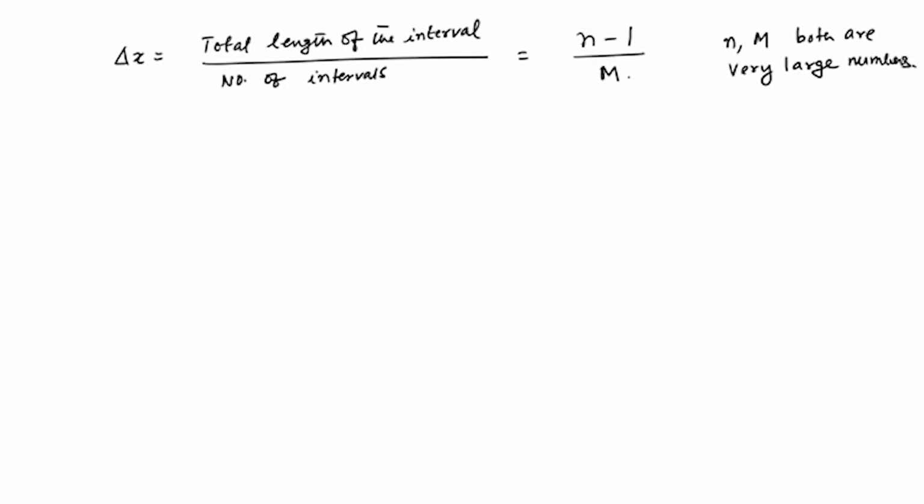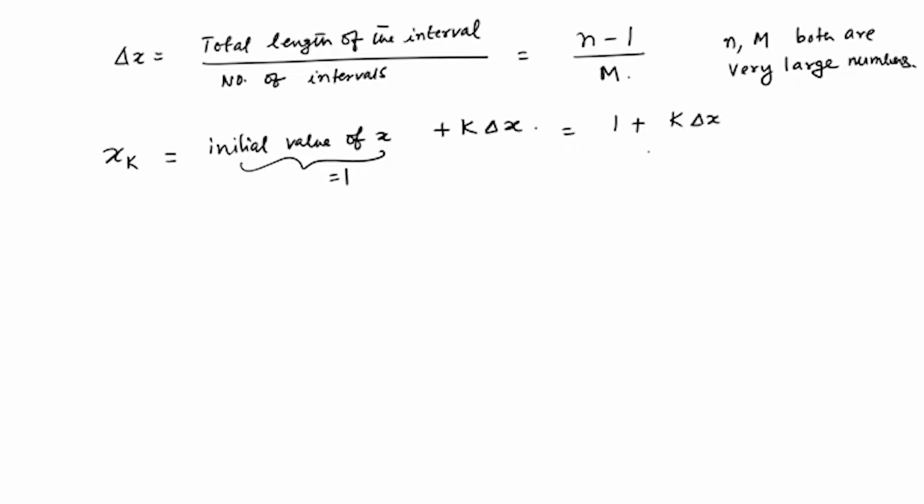All right. And so, what is x_k? That is, what is the value of this variable at the kth point, and that is equal to the initial value of x plus k delta x. Okay. And the initial value is nothing but 1. So, this becomes equal to 1 plus k delta x, which is nothing but 1 plus k into (n minus 1) by m. Okay. That is coming from the top line that we have written.